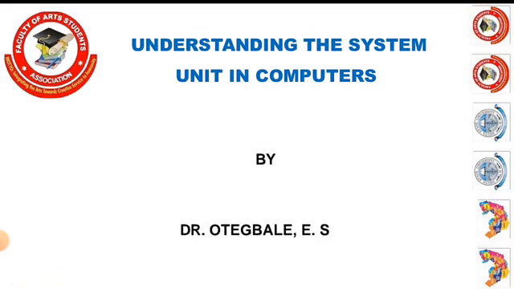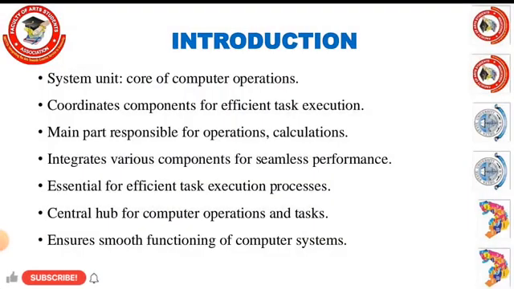Let's go into it. So when we talk about the system unit of the computer, that is the core of every system. That's where all the operations take place. The system unit of a computer is so important that it coordinates every other component for effective use and to execute specific tasks. The system unit is also the aspect of a computer that is responsible for the operations of the system and all the calculations that go on within the system.